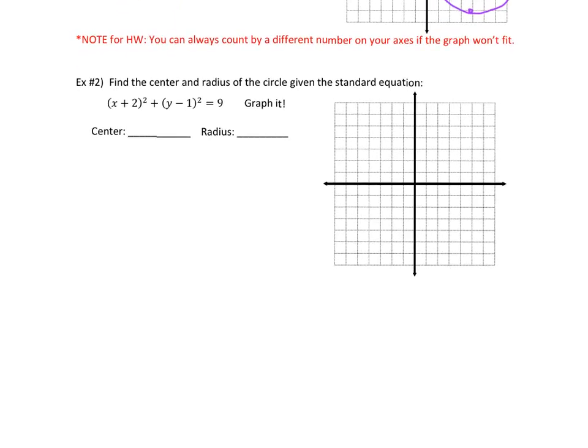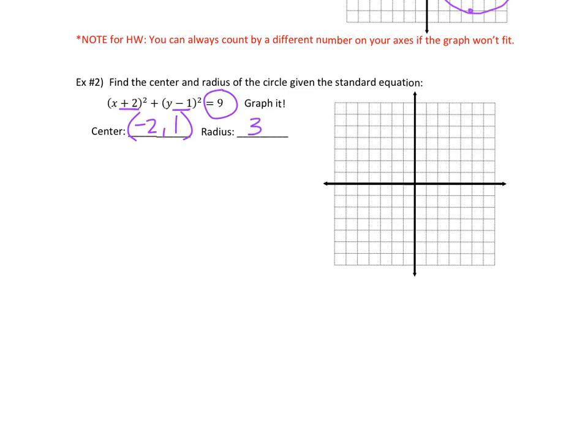Okay, so this one, find the center and the radius. Now this one is a plus and this one is a minus. So remember, it's the opposite of what it seems. So this would be a negative 2. This would be a positive 1. And then the radius is the square root of that number. So your radius here would be 3.